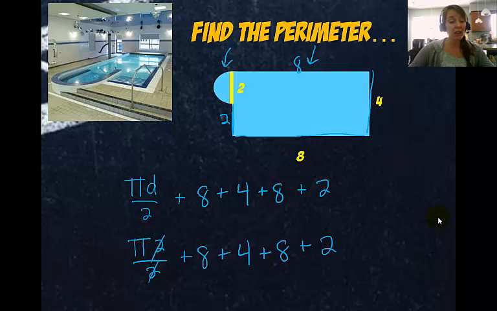All right, so now I need to go through and just add those up. Well, remember, pi is 3.14, okay? Plus 8 plus 4 plus 8 plus 2. Now you could have done some of that mentally, but I got the answer of 25.14 units. All right, again, perimeter is just one dimension, Perry the platypus walking around the pool.